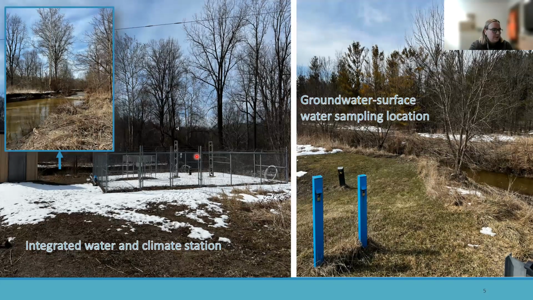On the left, we also used data from an integrated water and climate monitoring station. This was developed back in 2012 at a Water Survey Canada station, so there are over 10 years of data now. They also have 28 different sensors that measure surface water, groundwater, soil, and climate.